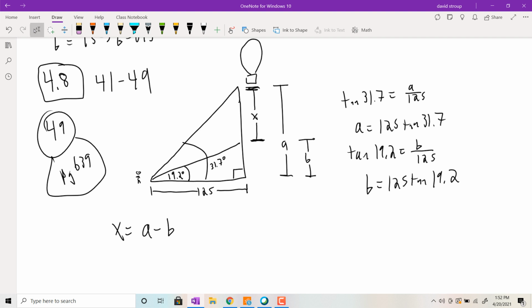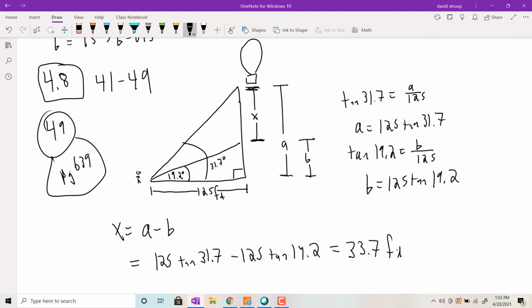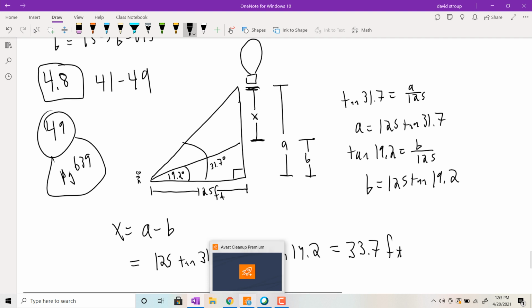So x is actually equal to 125 tan of 31.7 minus 125 tan of 19.2. Make sure you're in degrees. And if you look at the problem, the units for distance are feet. So this ends up being, to the nearest tenth, 33.7 feet. So I'll probably throw at you a balloon or a helicopter problem. Make sure you look at those.